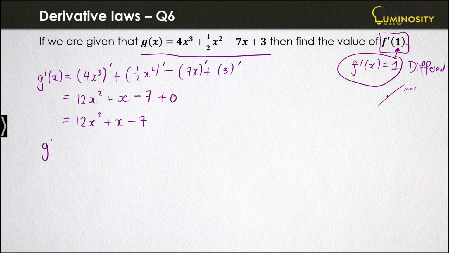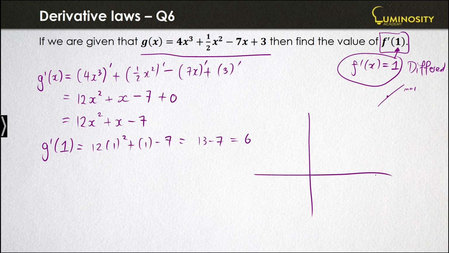So now the derivative evaluated at x equals 1 is going to be 12 times 1 squared plus 1 minus 7. So that's going to be 13 minus 7, which is 6. So the interpretation here is whatever that cubic graph looks like, at the point x equals 1. So if you plug in 1 here, what are you going to get? G of 1 is 4 times 1 cubed plus a half times 1 squared minus 7 times 1 plus 3.